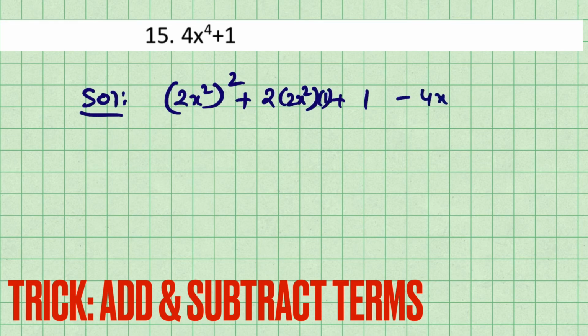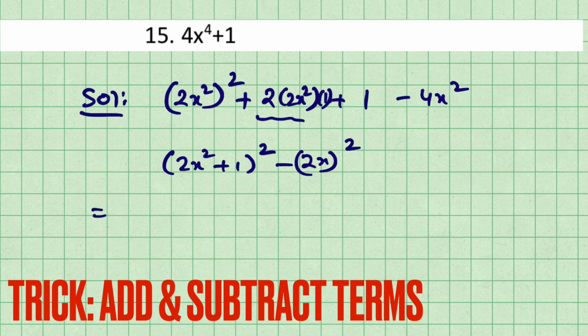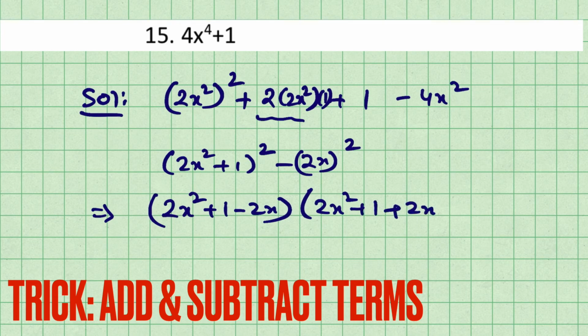I similarly subtract 4x square. Because I have added 4x square, I am subtracting 4x square. The first three terms can be combined and written as a perfect square, and 4x square can be written as 2x whole square. Now again I will apply the formula of a square minus b square. So the answer will be (x square plus 1 minus 2x) into (x square plus 1 plus 2x). That is the final answer.